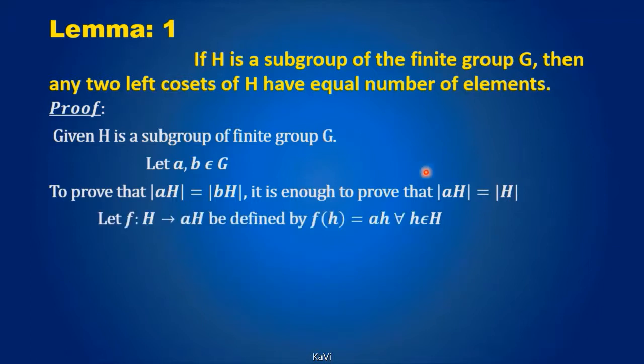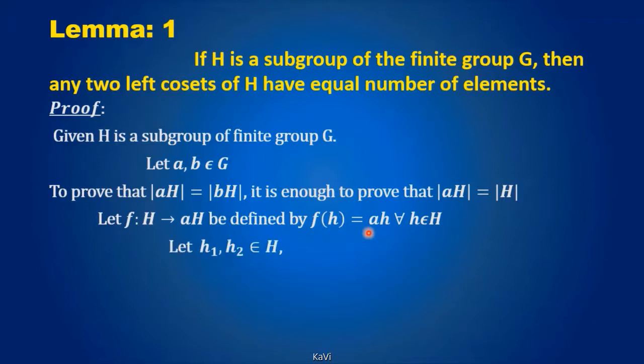So to prove that any two sets have equal number of elements, we shall prove that there is a one-to-one correspondence between those two sets. For that, first let us define one function f from H to AH by f of h is equal to ah for all h belonging to H. So for each and every element of H, you define f of h to be ah, a multiplied with h.